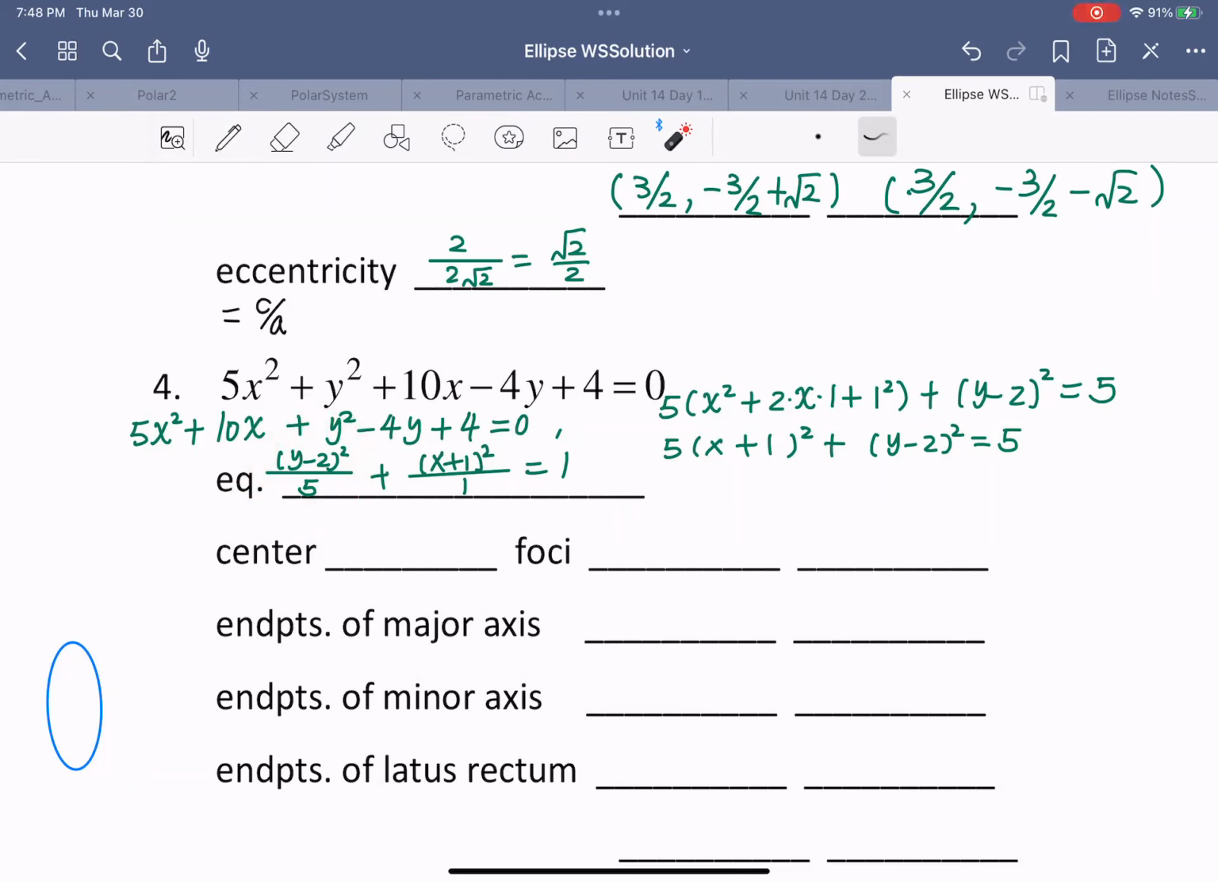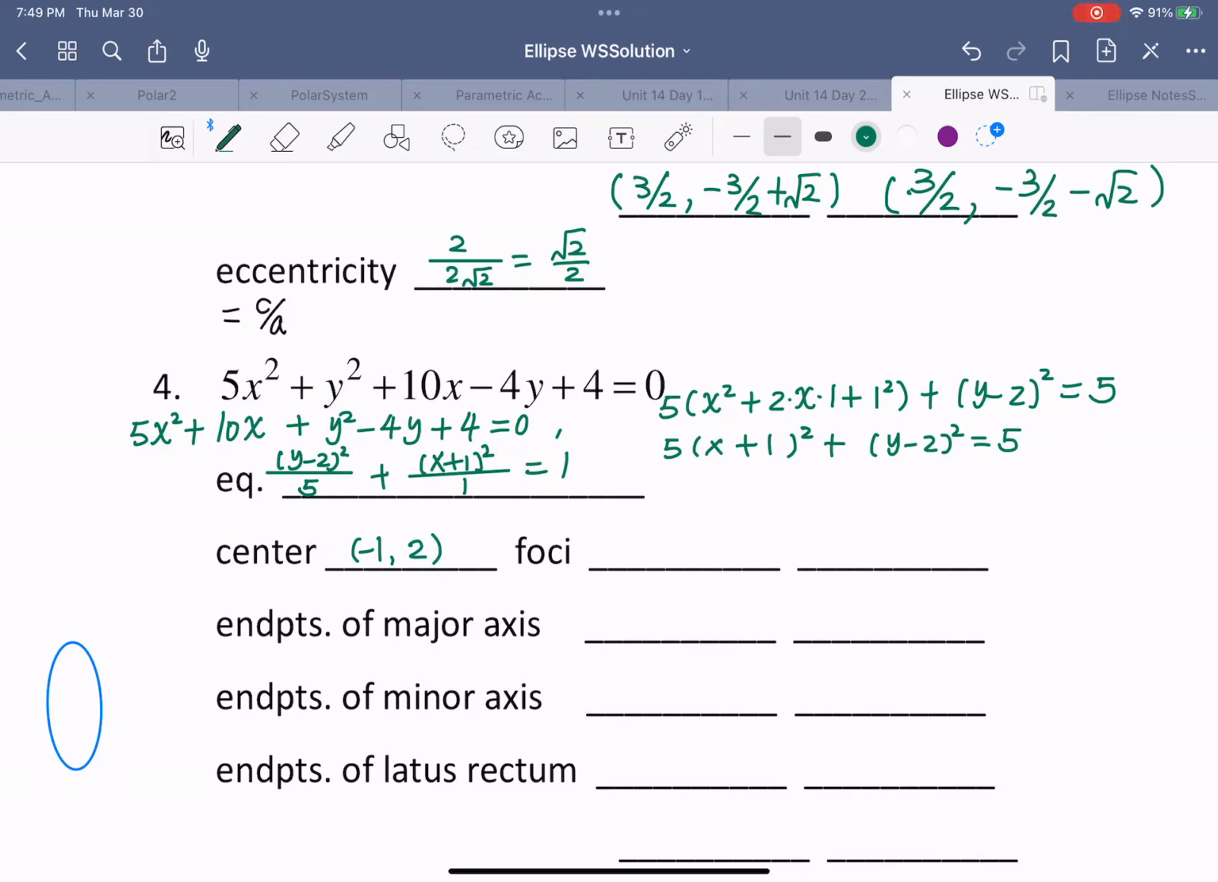And then let's see. Who is the center then, Andrea? Who is the center? You want to make this equal 0? Your x is negative 1. You make this equal 0, your y equals 2.